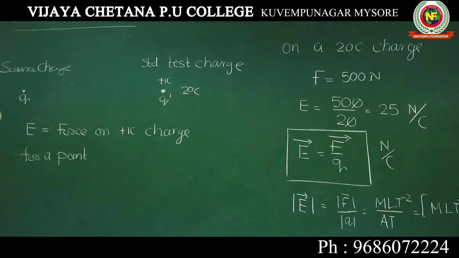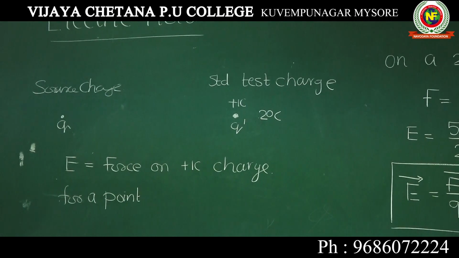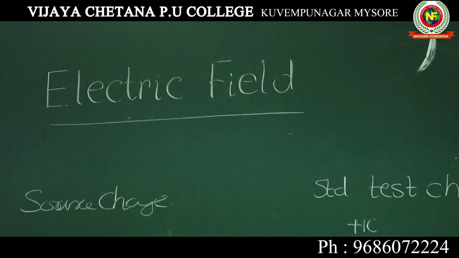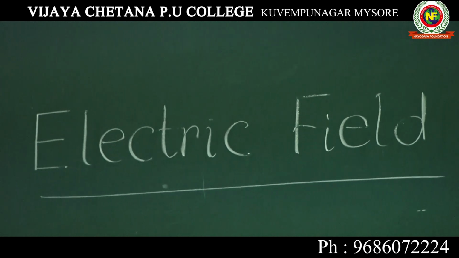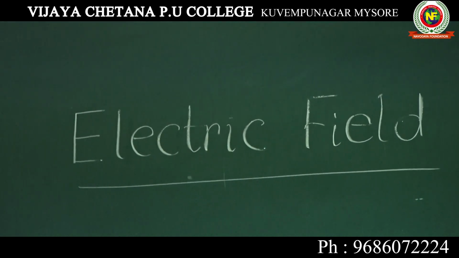Electric intensity is given by F by Q. E is equal to F by Q. Unit of electric intensity is Newton per coulomb. Electric intensity dimensional formula is MLT minus 3 A minus 1. I think you have followed up to it clearly. Don't think there is any doubt. Okay.